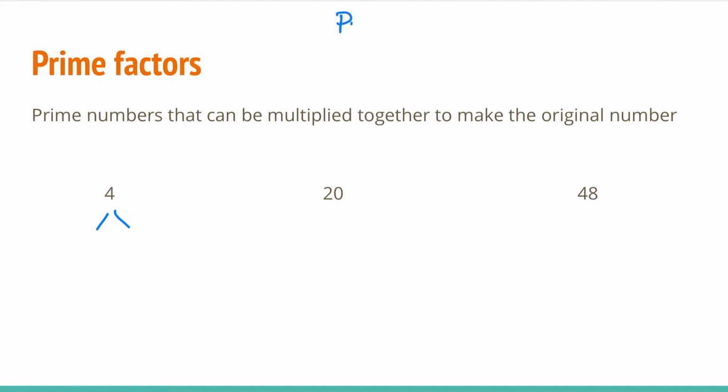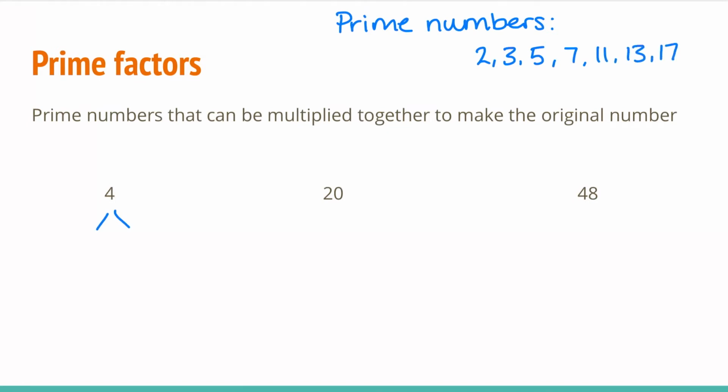So first of all, the prime numbers, you should know all of the prime numbers. They are numbers with only 2 factors. So they don't go into any other times table apart from their own. 1 is not a prime number. So the prime numbers are 2, 3, 5, 7, 11, 13, 17, and so on.